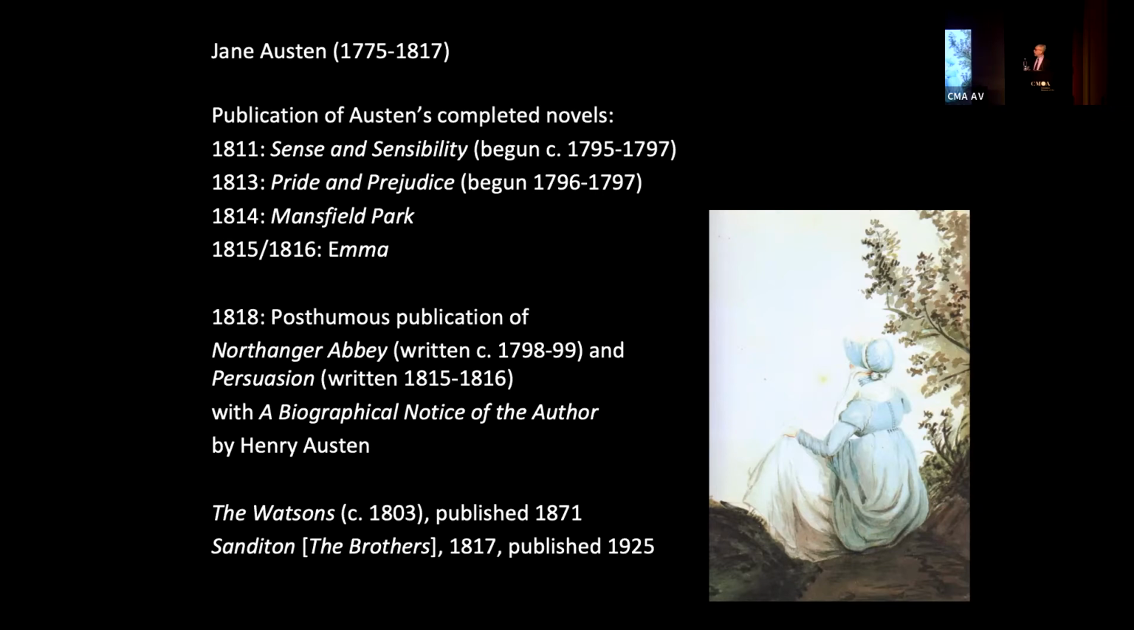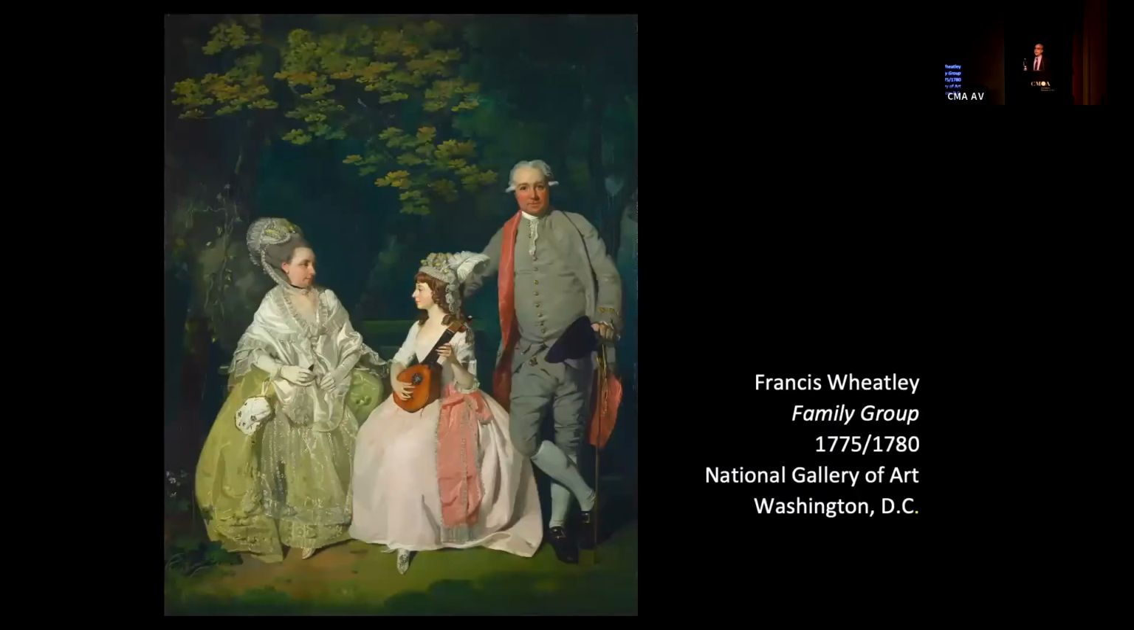Austen herself lived during a period where the changes in fashion from the time of her birth to the time of her death could not have been more dramatic. When Austen was born in 1775, well-to-do people and even not so well-to-do people were dressing something like this. This is a family group by Francis Wheatley that dates from the late 1770s.